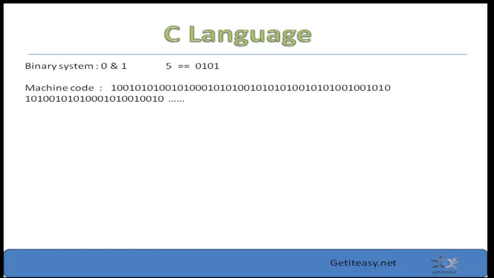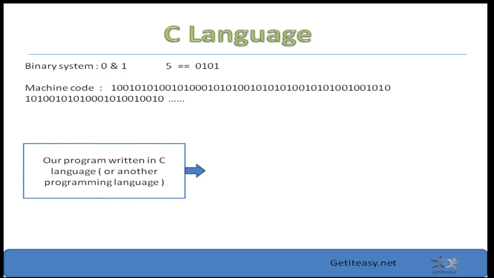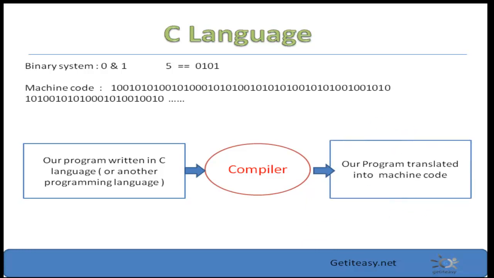So when we write our program in C, we need a software that translates all the words and numbers in the language into machine code. So this is what we call a compiler. So we have a diagram like this. Our program written in C language or another programming language, which is in general a high-level language, and a compiler. So the compiler then transforms the program in the C code or other language code into binary system, which means into machine code.